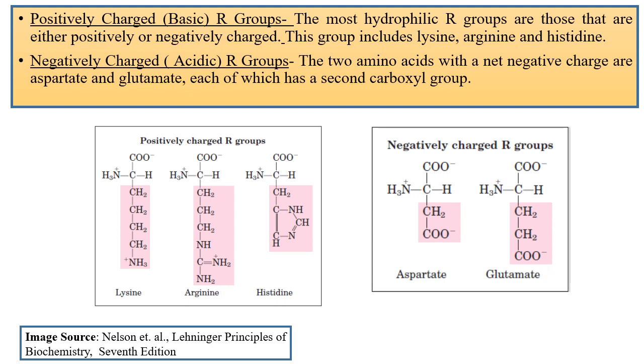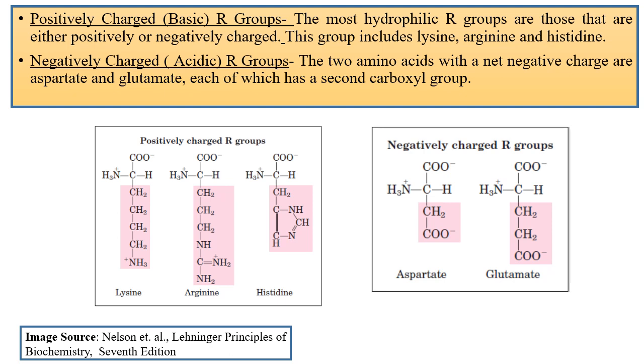Now, fourthly, positively charged or basic R groups. The most hydrophilic R groups are those that are either positively or negatively charged. So, these groups include lysine, arginine and histidine. They are positively charged and they are basic in nature. One can go through the image.